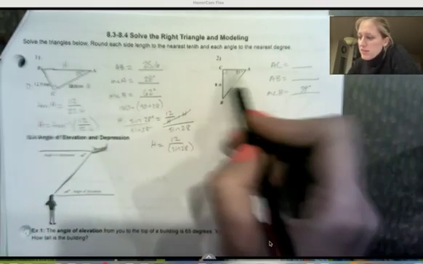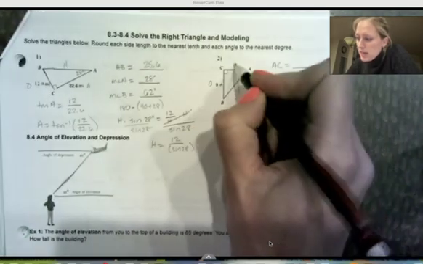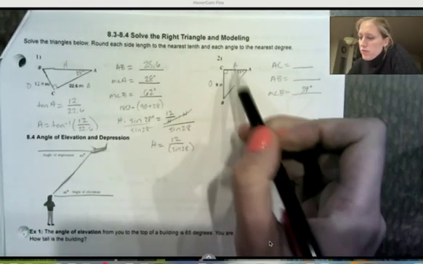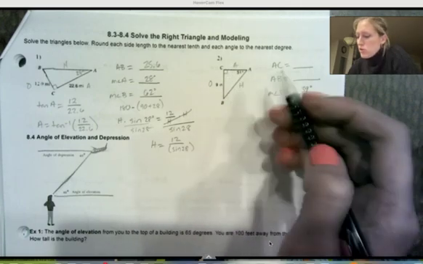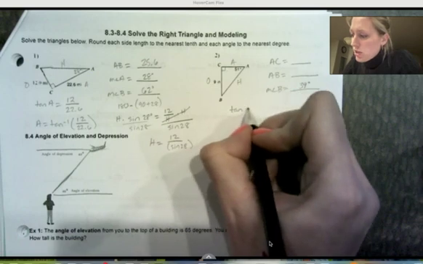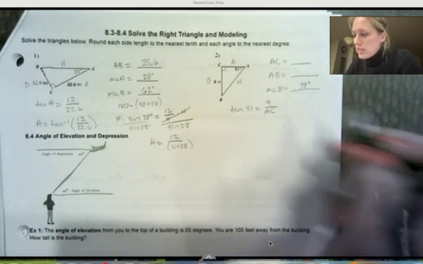Now I'm going to find side AC. I'm going to use this angle, 51. Here is my opposite side, adjacent, hypotenuse. If I want to find the adjacent side, I know the opposite, so I'm going to do tangent. Tangent of 51 equals the opposite over the adjacent, which is AC.